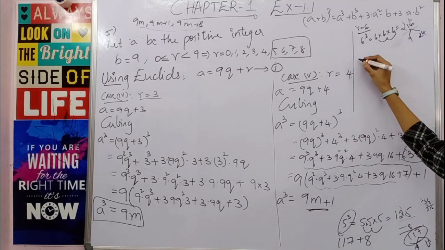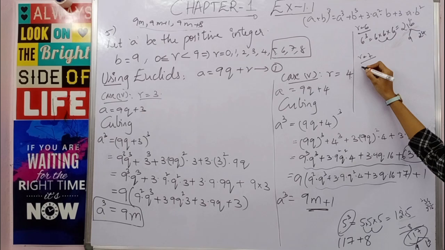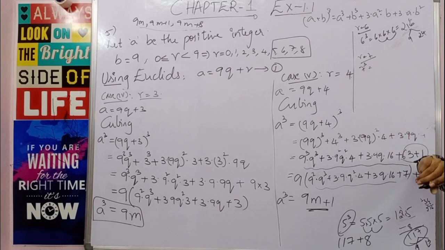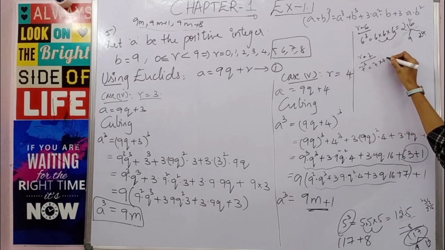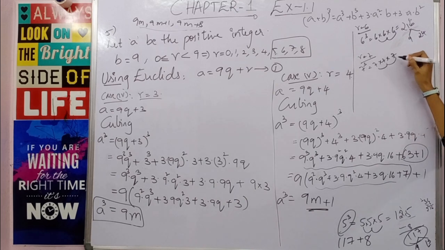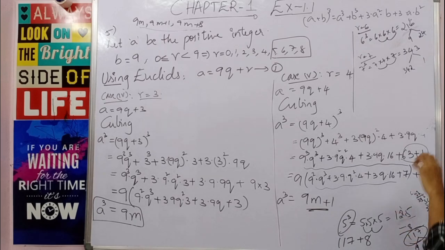Okay, now when you take r equal to 7, what happens? You will have 7 cube. Okay, what is 7 cube? 7 into 7 into 7. So 7 7s are 49. 49 7s are 343. Okay, this 343 you can write as 342 plus 1.